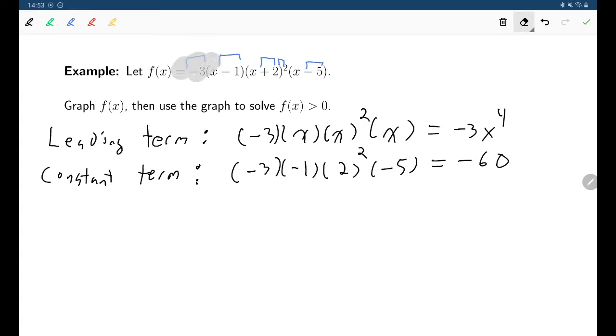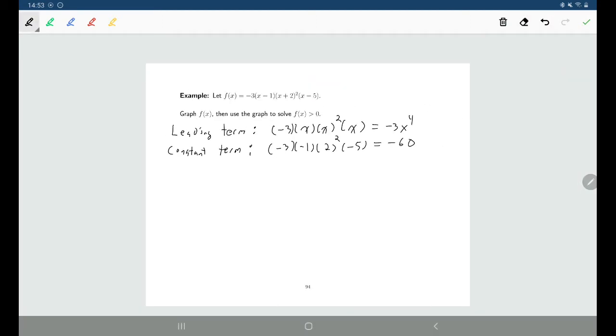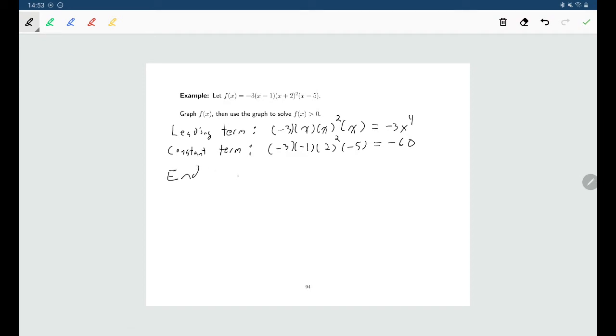So that tells us a couple of things. First, the leading term tells us about our end behavior. Our end behavior would be the same as the end behavior for the graph of negative 3x to the 4. X to the 4 would look sort of like a parabola opening upward, so going up on both sides. Negative 3x to the 4 then would be going down on both sides. So I know for this polynomial we'll be going down on the left and down on the right.